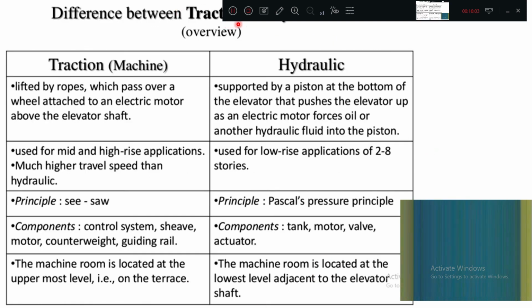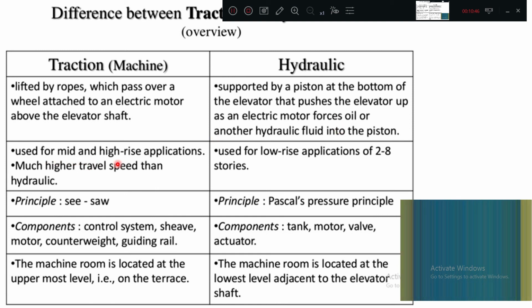Difference between traction and hydraulic. What you can see here, in traction the car is lifted by ropes, but here it is lifted by a piston. Lifted by ropes which pass over a wheel attached to an electric motor above the elevator shaft. You can easily remember this system: the machine room is at the top. Here in the hydraulic system, the machine room or apparatus is at the bottom. It is supported by a piston at the bottom of the elevator that pushes the elevator up as an electric motor forces oil or another hydraulic fluid into the piston. So this is a piston arrangement, meaning the force comes from the bottom.